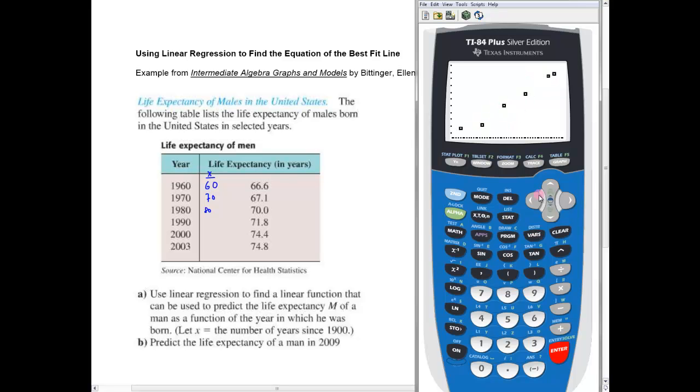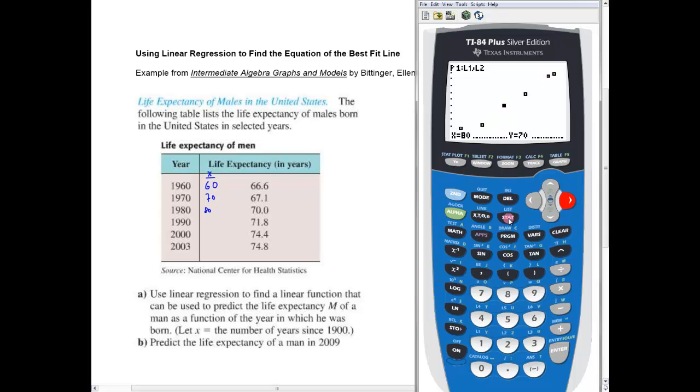They're not exactly on a line. If you hit the trace button, you can actually see your point. So here's 60, 66.6, and in 1970 it was 67.1, and you can see how they relate to one another. The graph is there.